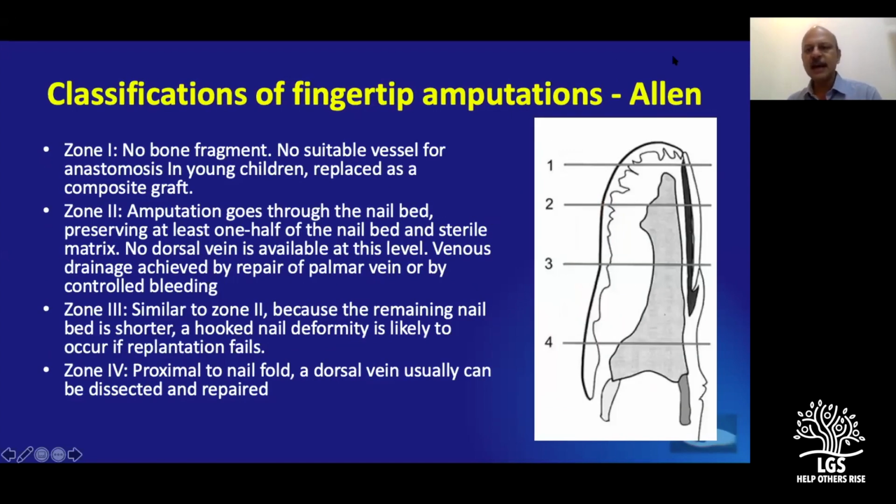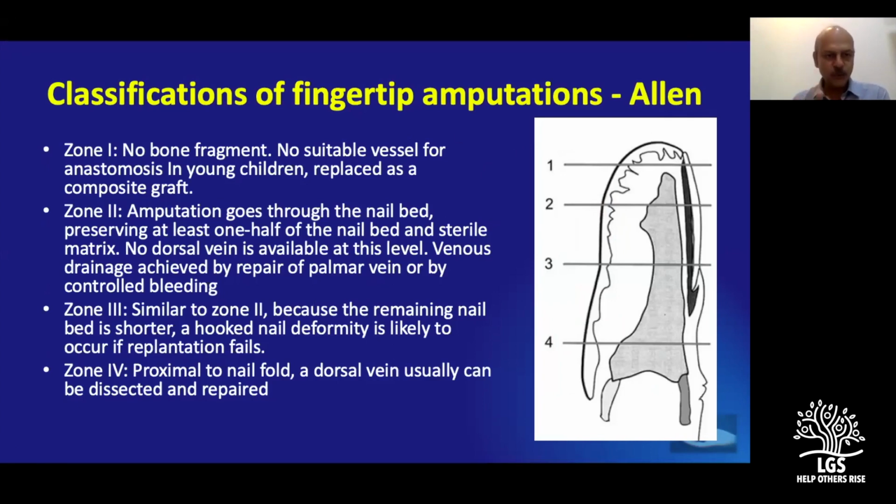This is the Allen classification. In zone 1, it is almost like the Hirase classification. In zone 1, there is no bone fragment and there is no vessel also for anastomosis. In children, it can be just put back as a composite graft. You cannot do a replantation at that level.